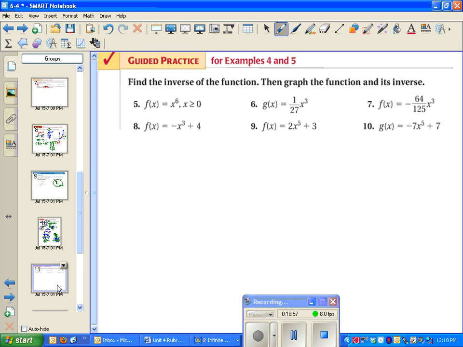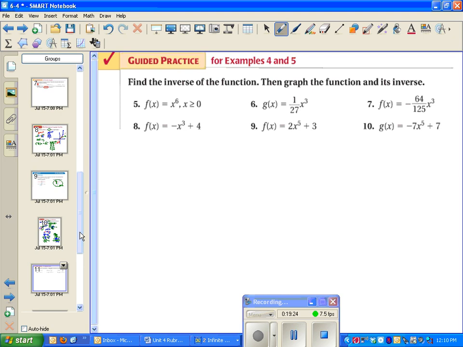So for number 5 through 10, you're going to change out g of x or f of x for y, switch x and y, and solve for the inverse. If you could do that part of the guided practice at home, and then if you get frustrated by the graphing, I can help you with the graphing in class. All right.